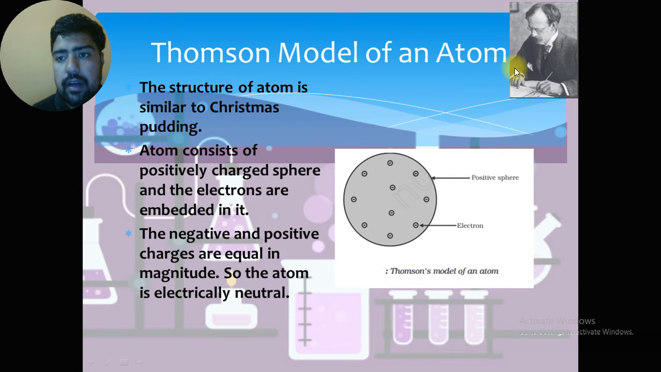So, the Thomson model of an atom. When we discuss the atom, different models were given by scientists on the basis of their discoveries and research, and they tried to understand the structure of the atom. According to the Thomson model, the structure of the atom is similar to a Christmas pudding. He said that there is a positive sphere, and in this positive sphere electrons are embedded. This structure was later rejected by the scientists.